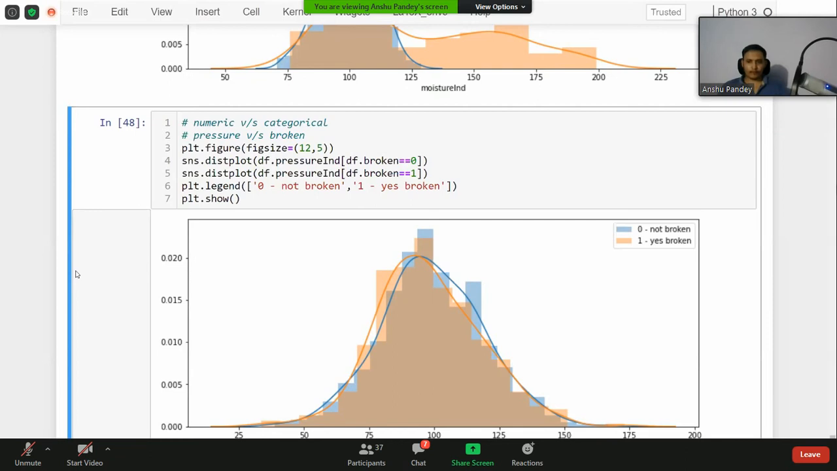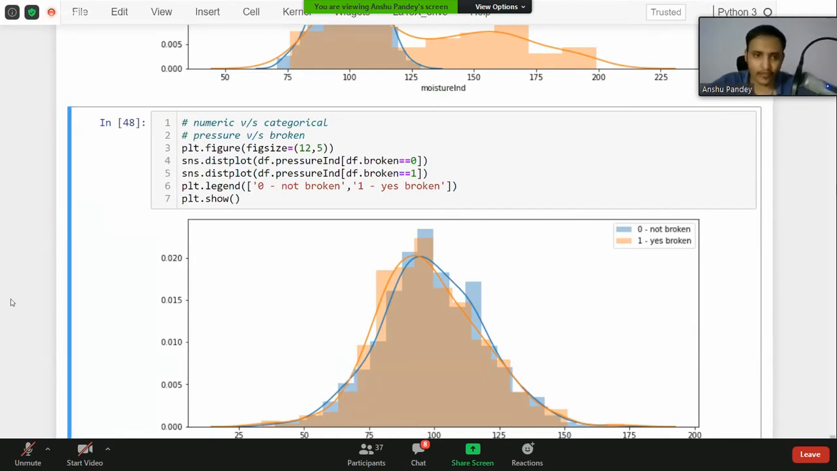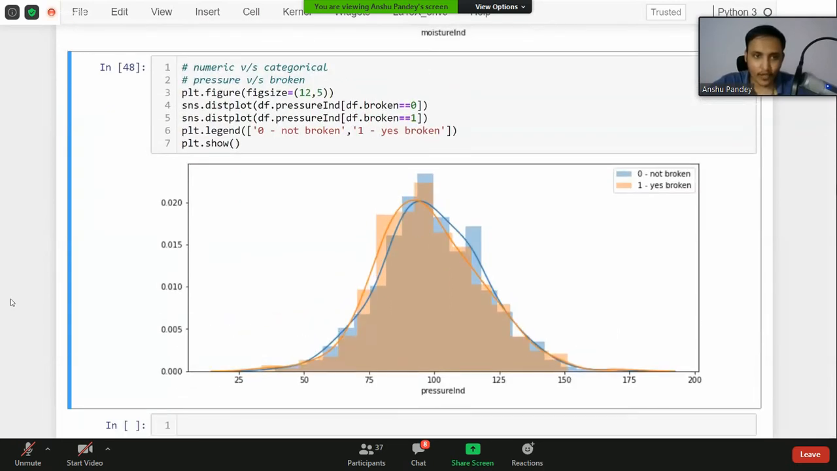So I hope all of you agree that possibly pressure also doesn't seem to have any information to say why machines are getting damaged, right? So that's also another important piece of information that we get from this. All right, I hope we're good.